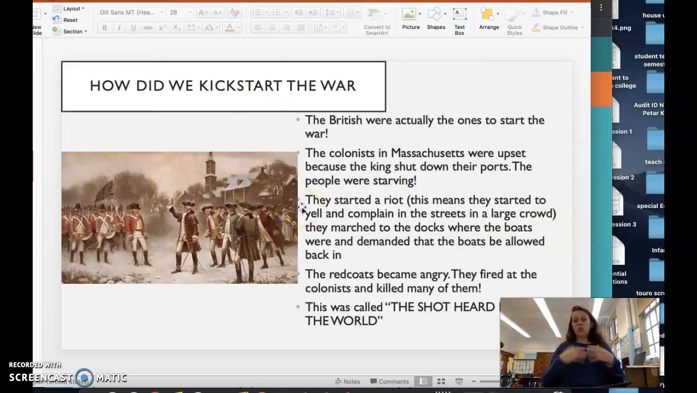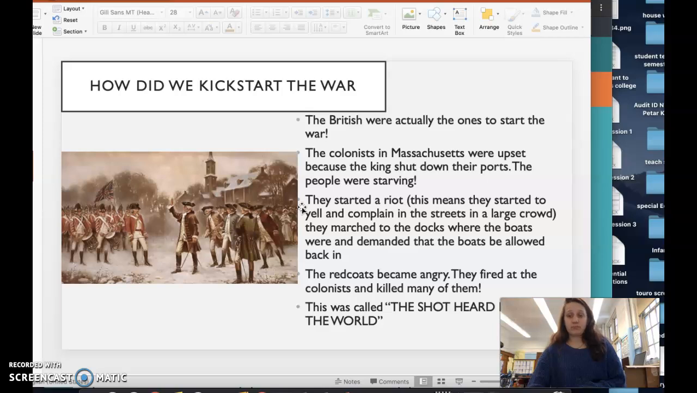Now, we didn't start the war, believe it or not. We wanted the war to start, but we didn't start it. Remember in Massachusetts how they used to smuggle things? That's how they made their money. They used to kind of steal things and pretend like they weren't doing that and didn't tell the king. Well, the king found out. This was after the Boston Tea Party. He started to look around and he realized that Boston was rich. Massachusetts and Boston were rich because they were lying to him, and that made him angry.